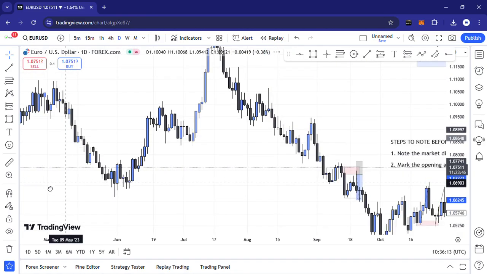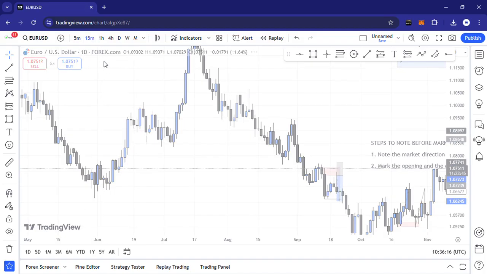Let me take it to a 15 minutes time frame so that I can explain it better. Your demand and supply zones are the areas where you are planning to enter your trade. They are your POI. POI means point of interest. Those should be where you are interested to take your trade from.